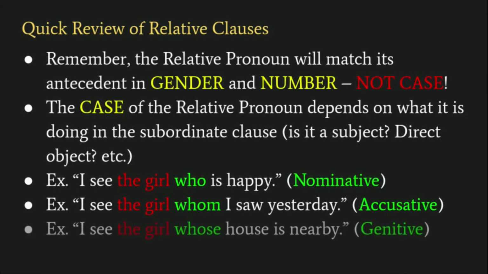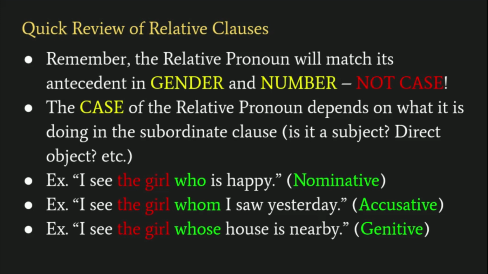Another thing you want to remember, the relative pronoun has to match its antecedent in gender and number, not case. So it doesn't necessarily need to be the same case. This is where there's a difference. We've been learning about adjectives and matching with case, number, gender. Case is something different when it comes to a relative pronoun. So the case of the relative pronoun depends on what it's doing in its own clause. In other words, is it a subject? Is it a direct object?